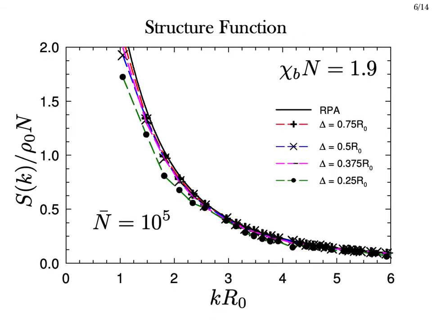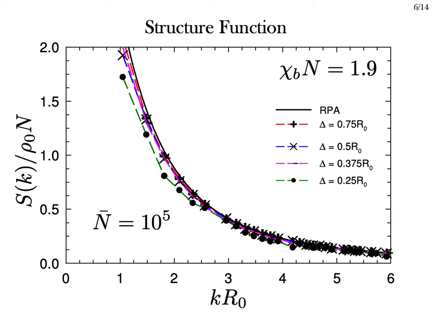We start by looking at the structure function for very long polymers, n bar of 10 to the 5, just below the order-disorder transition, that is, when they're mixed, but almost want to phase segregate. The solid curve is the RPA, or mean field structure function, and the points and colored curves come from simulations. The mean field, or RPA, structure function is calculated at chi-n of 1.9, and all the simulations are done at a bare, not renormalized, chi-n of 1.9.